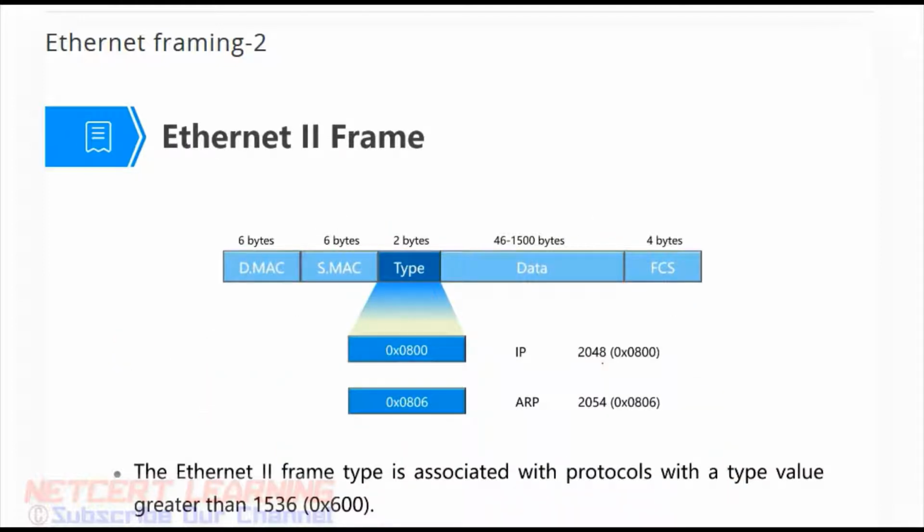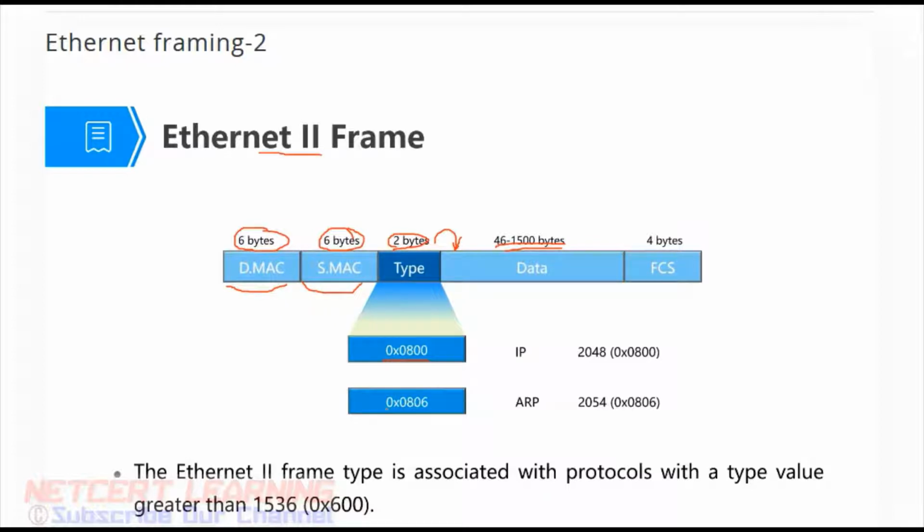Then first we discuss the Ethernet 2 type frame. In the Ethernet 2 frame, there's the destination MAC and source MAC. The MAC address is 6 bytes long, and the source MAC is also 6 bytes long, and then a 2-byte type. The type is used to identify what data is carried in the upper layer. And of course the data length should be in this range.